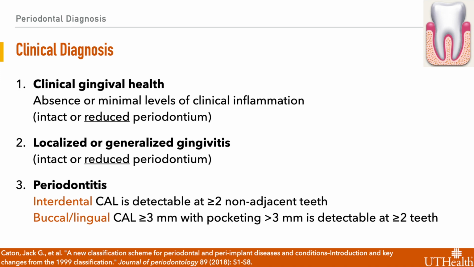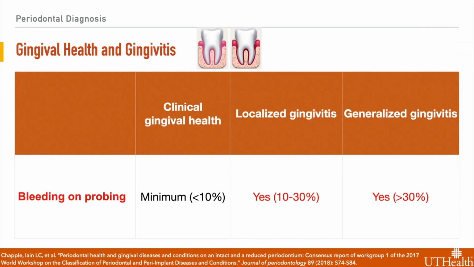It is defined as either interdental clinical attachment loss detectable at greater or equal to two non-adjacent teeth, or buccal or lingual clinical attachment loss greater or equal to 3 millimeters with pocketing greater than 3 millimeters detectable at least two teeth. So let's look a little bit deeper into the definition of gingival health and gingivitis.